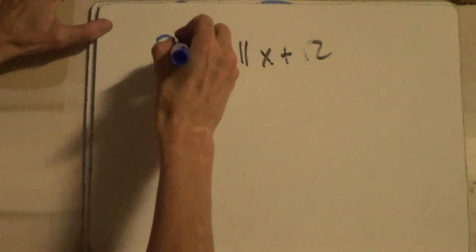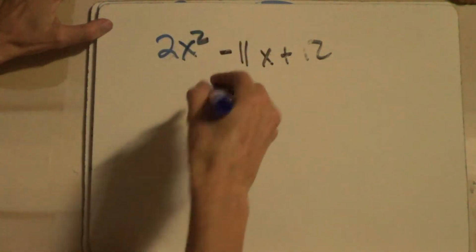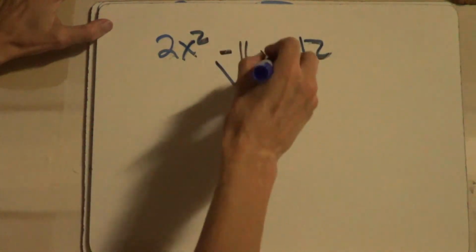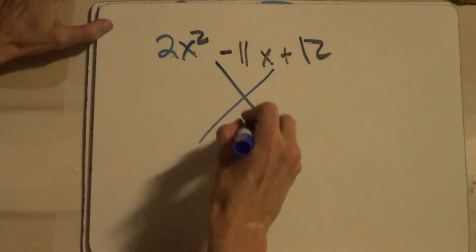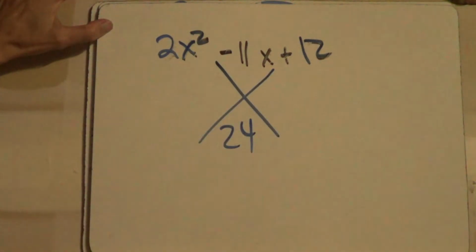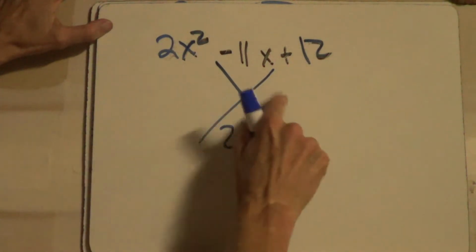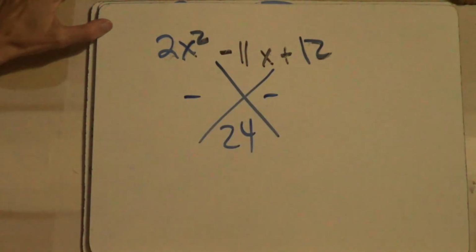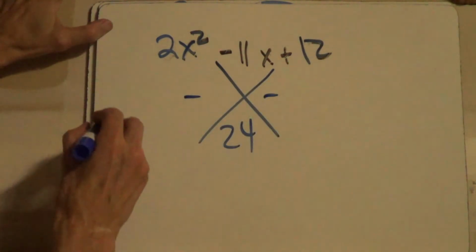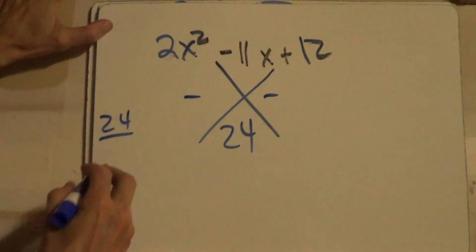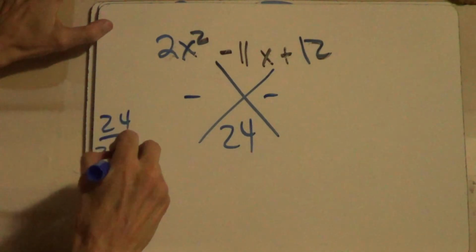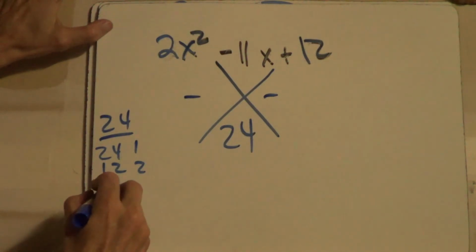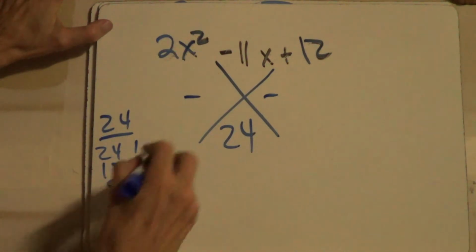Okay, on this one, 2x squared minus 11x plus 12. This time we have a positive on the bottom. 12 times 2 is 24, so we know the signs will be the same. Because the sign up here is negative, we know they're both negatives. So we think of 2 factors of 24 that add to be 11. 24 and 1 is not it. 12 and 2 is not it. 8 and 3, that's it.